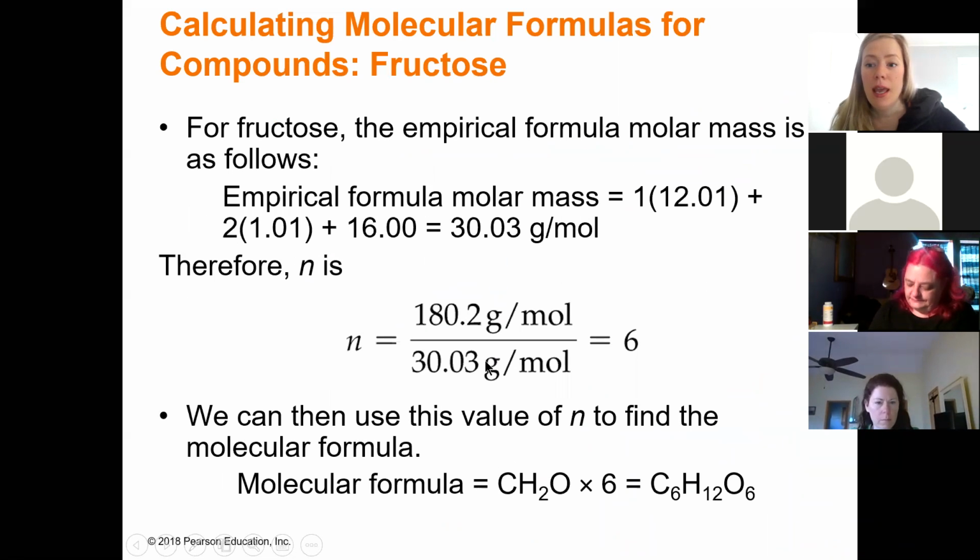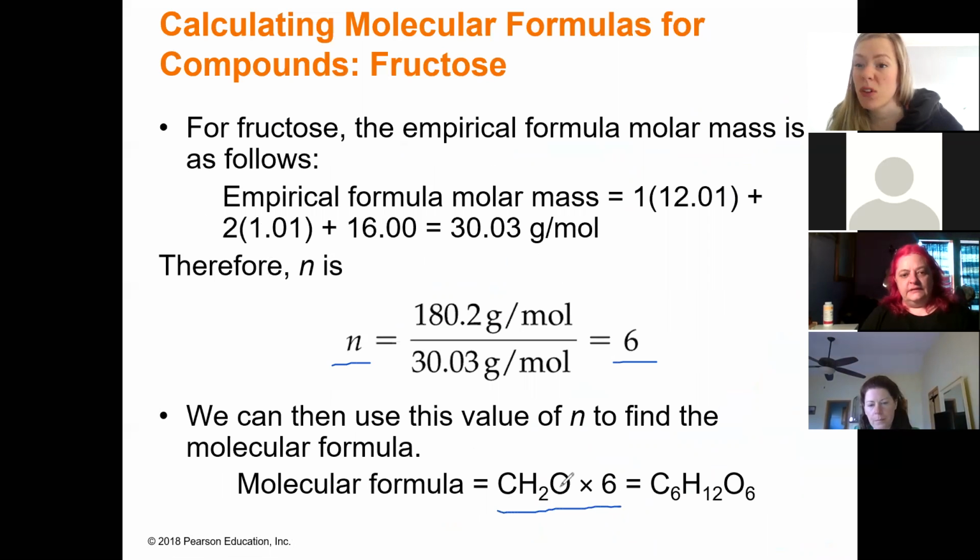So got it here. Any questions outside of where those numbers are coming from? We're going to practice a couple of them. So first solve for N, figure out how much bigger it is, and then plug it in to, or multiply it by, the empirical formula.